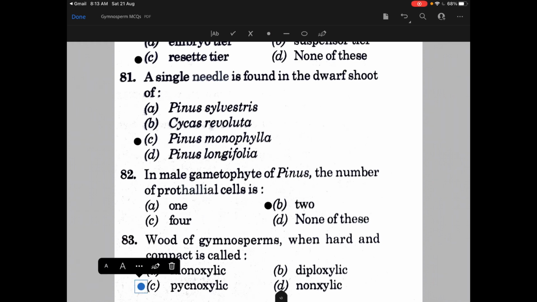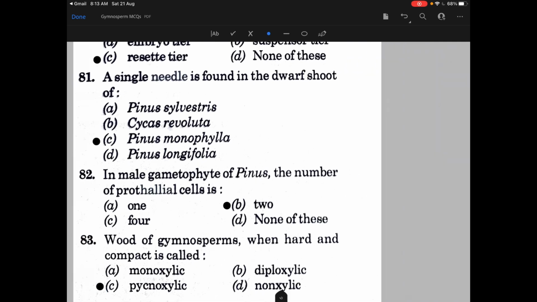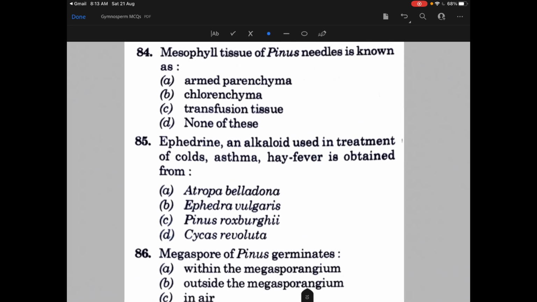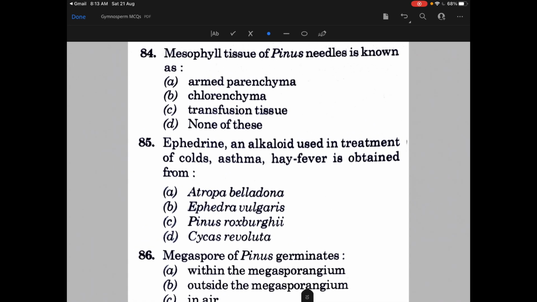Next, mesophyll tissue of a Pinus needle is known as dash, and the answer to this is A, that is armed parenchyma. Ephedrine, an alkaloid used in treatment of a cold, asthma, hay fever, is obtained from dash. The answer is B, that is Ephedra vulgaris.